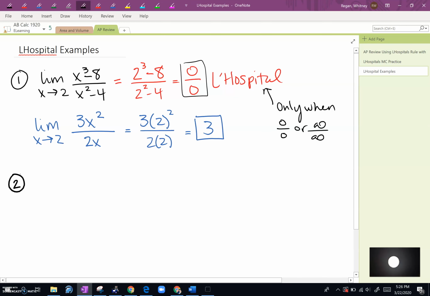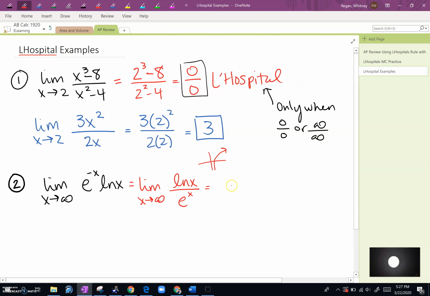Let's try another one. So what if we had the limit approaching infinity? So I have this e to the negative x ln of x. It looks like it's not going to do much, but I can actually rewrite this. So x approaching infinity, this is really a natural log of x divided by e to the x. And then if I were to actually evaluate this, natural log continues to go on, so that's going towards infinity. And then e to the x also continues to go on, so that's over infinity.